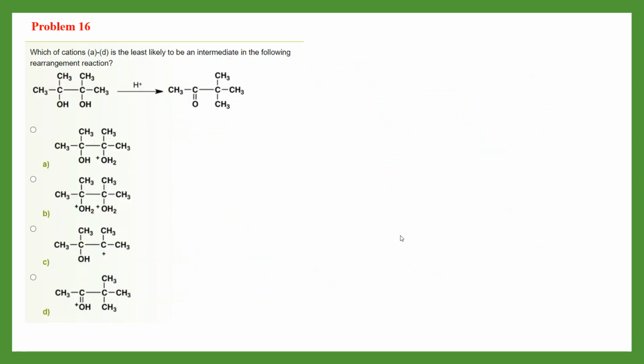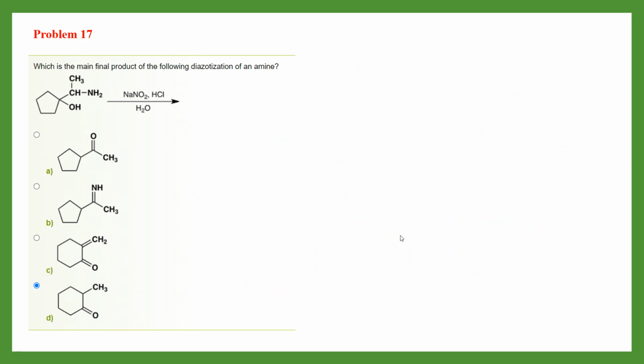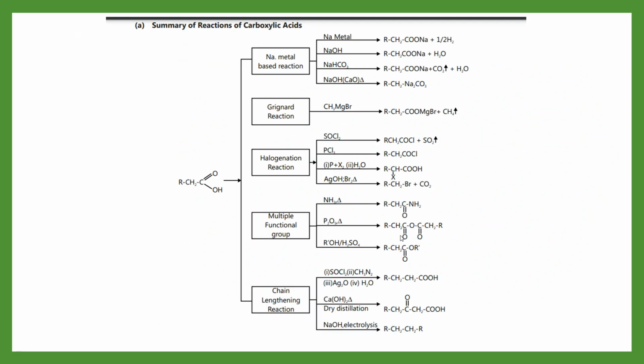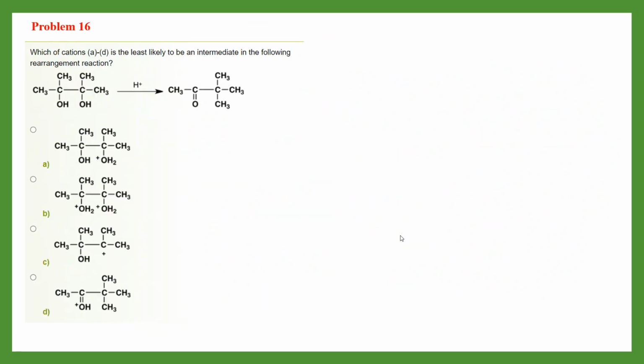Okay, so I think this is your, oh, many questions are there. So problem number 16. Which of the cations A to D is the least likely to be an intermediate in the following reaction? Which type of reaction is this? Have you heard about pinacol rearrangement? Pinacol, pinacolone?